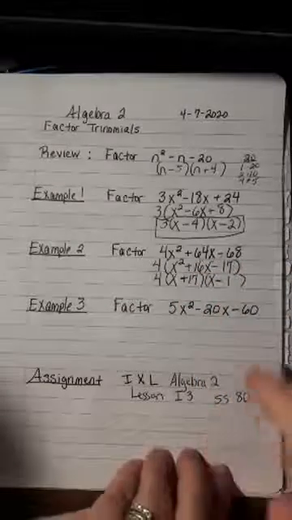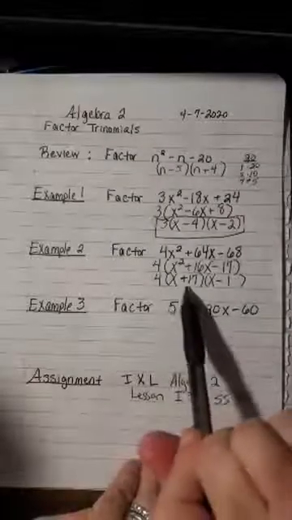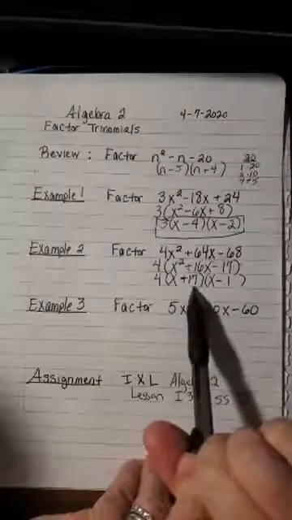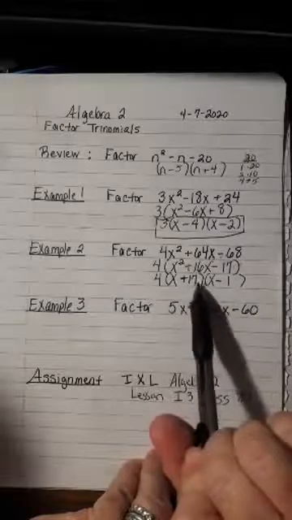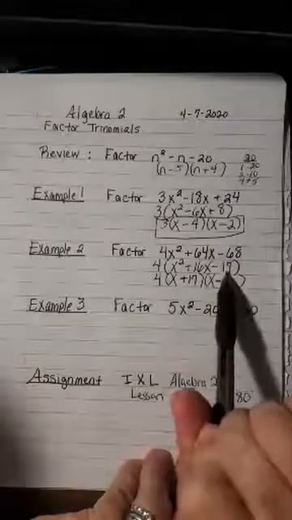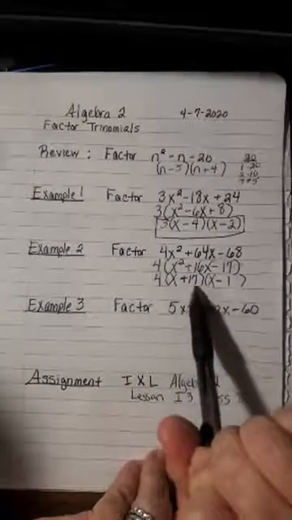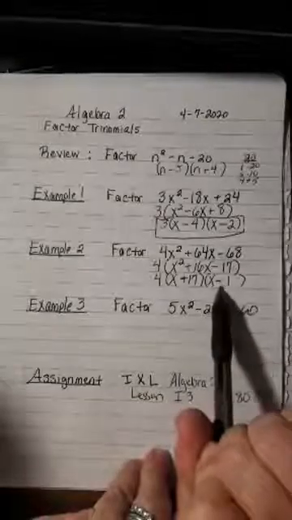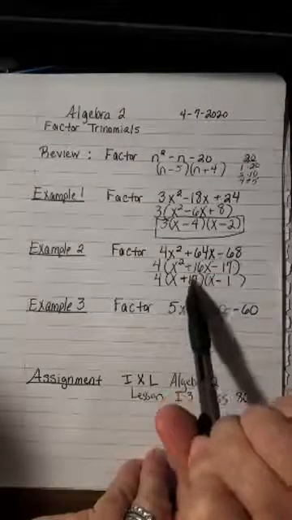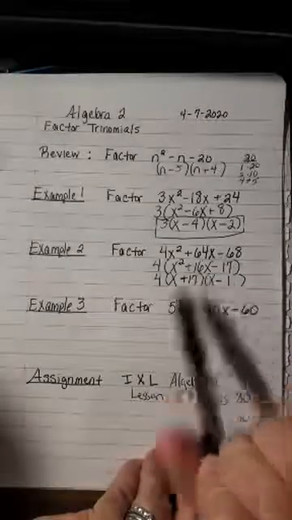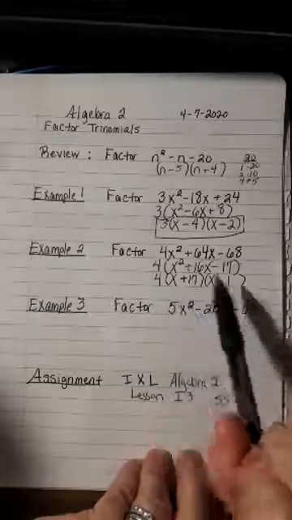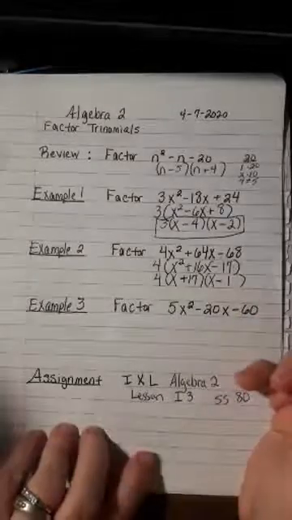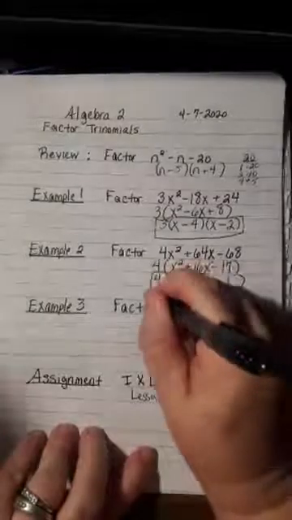Once you write it down, before you enter it in iNow, just check it, because you don't want to miss it because of your sign. Positive 17 times negative 1 is negative 17, so that checks. Positive 17 plus negative 1 equals a positive 16, because you subtract them when the signs are different. So that checks, and that is your answer: 4 times x plus 17 times x minus 1.